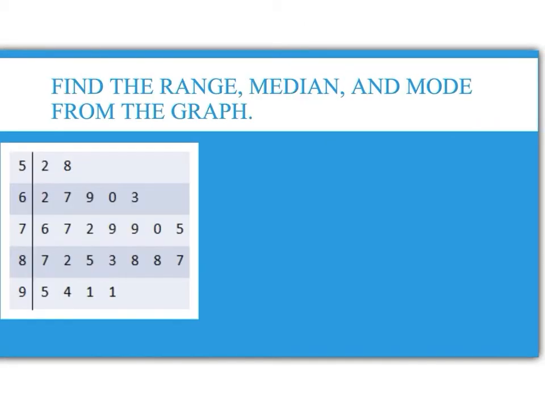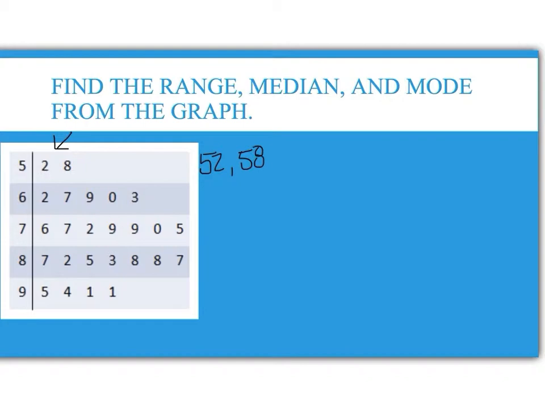We need to find the range, median, and mode from this graph. This is a stem and leaf plot. Alright, so how does this work? If you don't remember, let's look at this line right there. This gives me 2 numbers. The first is the tens digit, and everything over here is the ones digit. So this gives me 52 and 58.